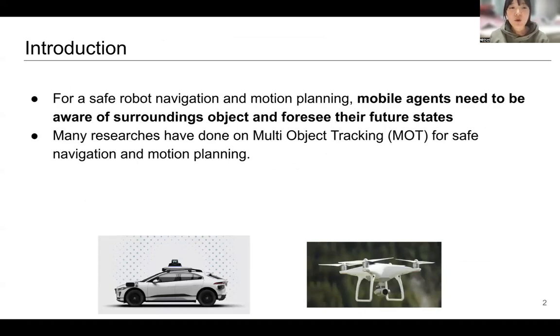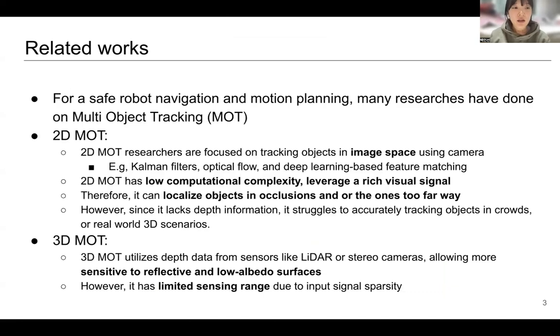For safe robot navigation and motion planning, mobile agents need to be aware of surrounding objects and foresee their future states. For that, much research has been done on multi-object tracking for safe navigation and motion planning. Researchers have worked on 2D MOT and 3D MOT.